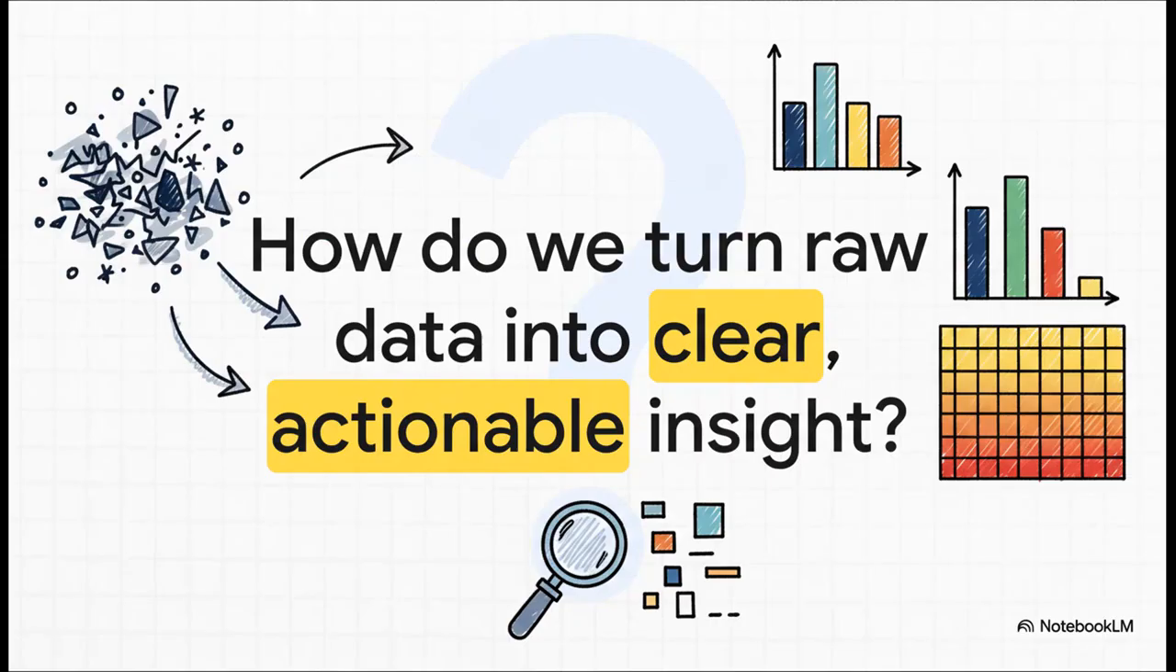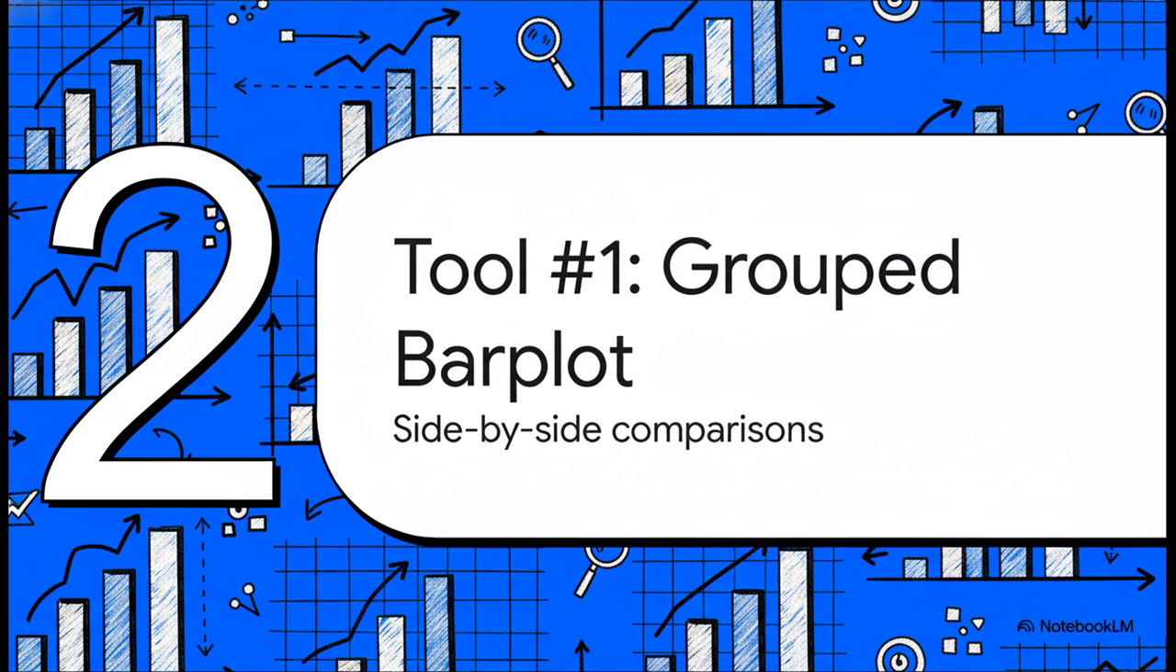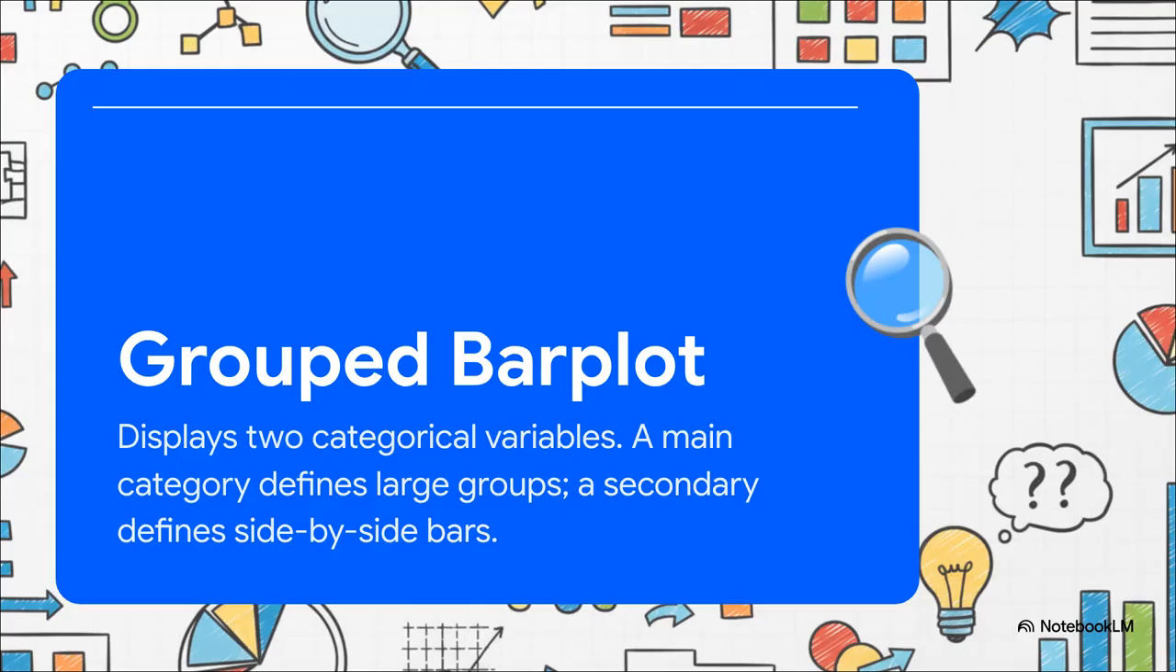And that really brings us to the main question for today. How do we take this raw data, this jumble of numbers, and turn it into something that gives us clear, actionable insight? We need better tools for the job. So let's meet our first tool. This is the Grouped Barplot, and it is absolutely fantastic for making side-by-side comparisons. It's basically designed to take a table just like that one we just saw and make it make sense in an instant.